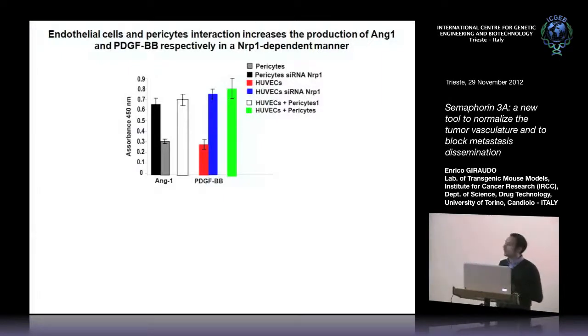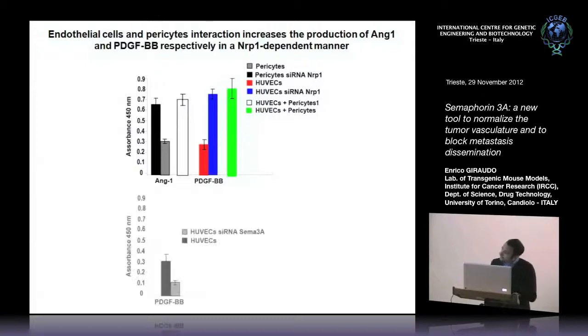And then another important piece of data that can try to describe the complex mechanism of the modulation by SEMA3A in vessel normalization: we assessed that endogenous SEMA3A is able to contribute to the production of PDGFB from endothelial cells, capable of attracting pericytes. In fact, when you silence SEMA3A in the HUVEC, they are no longer capable of producing PDGFB.